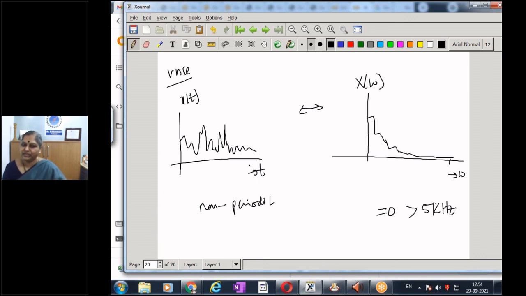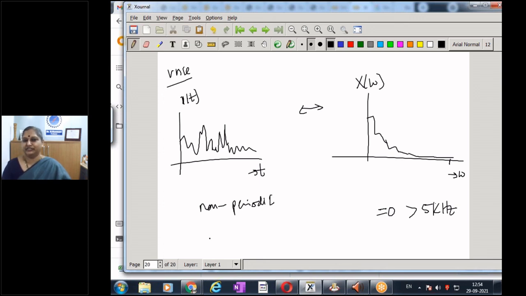When I do the spectrum of my speech, it is going to be non-periodic, and we all know that all our voice is less than 5 kilohertz. So that is why we need Fourier transform.